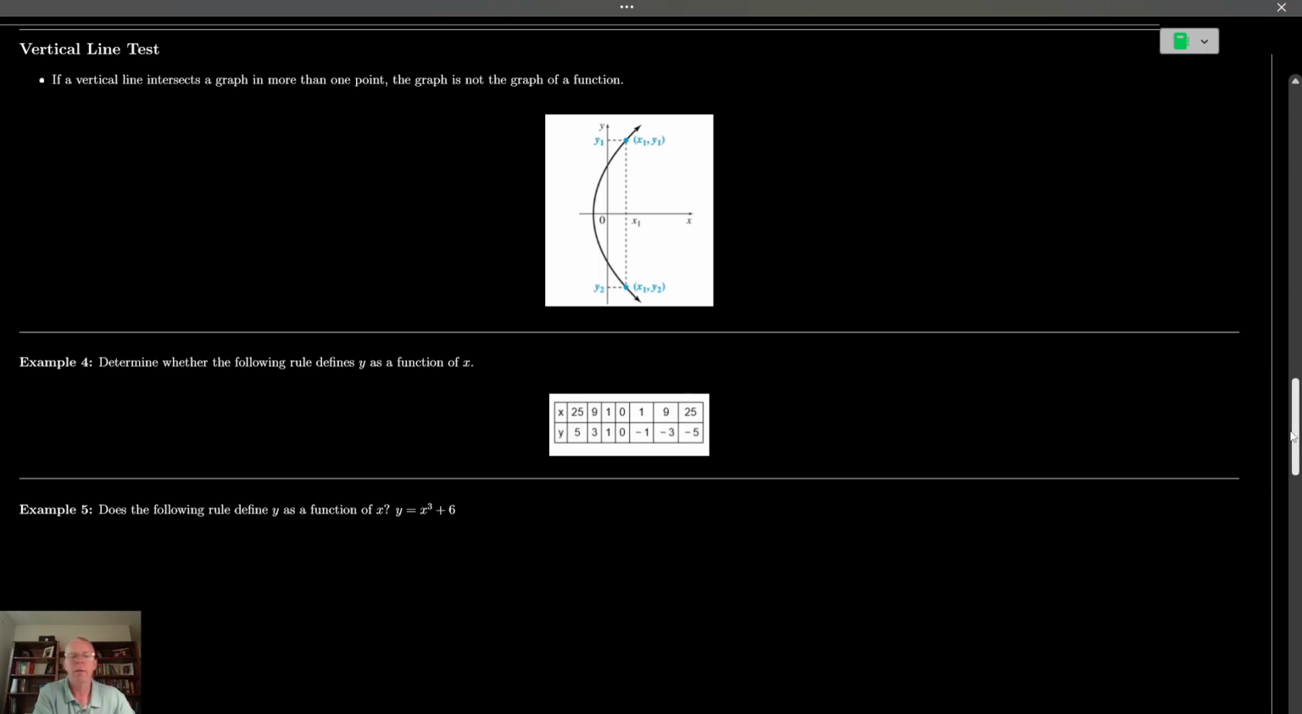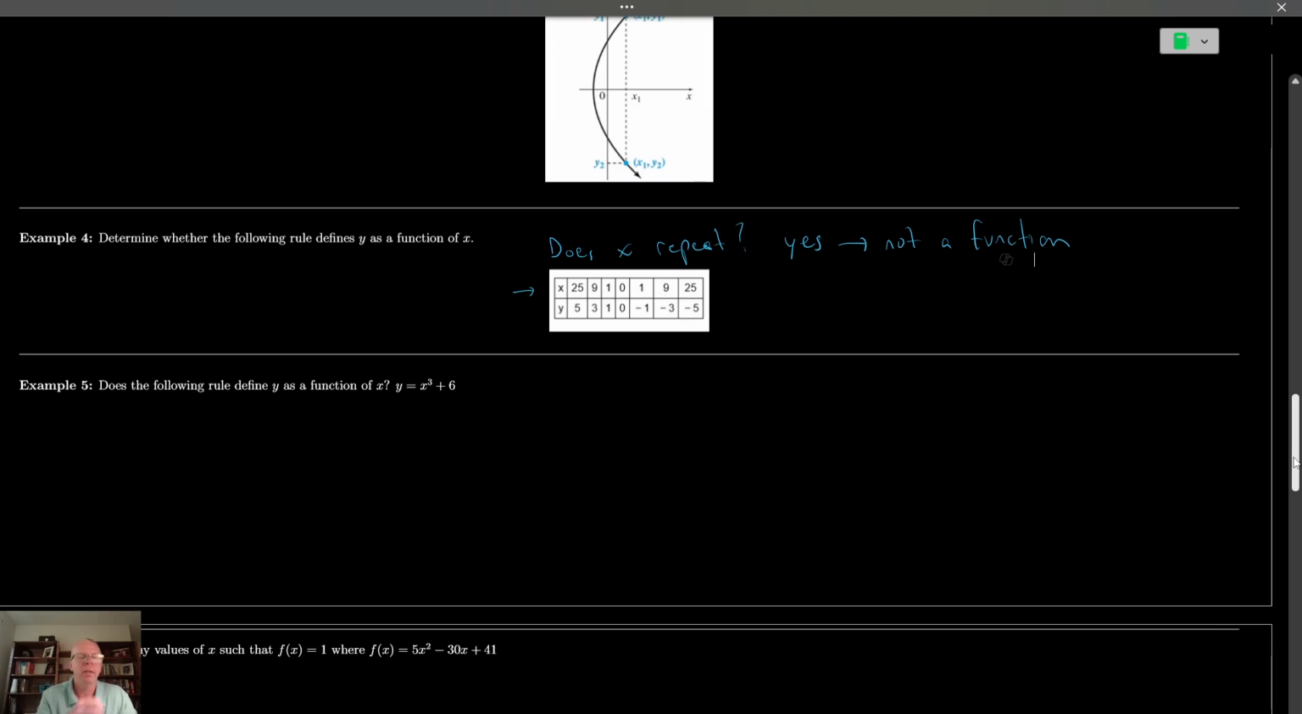All right, now the next one, we have a table. So does this define y as a function of x? And all you need to do again is ask, does x repeat? Does x repeat? And we can see that it does. It does a couple of times. So yes, and so that means not a function. And then this last one, we'll pause the video and go to part 2 after this one.